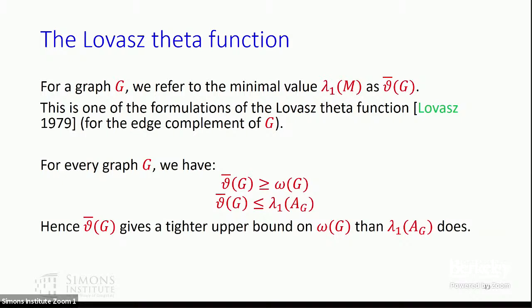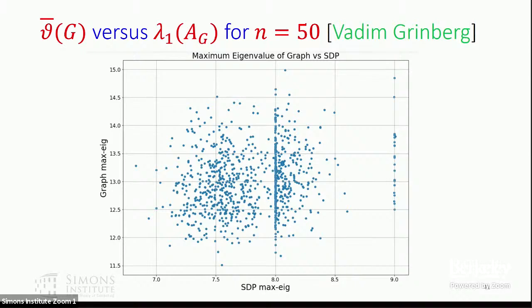Okay. So let's see a picture. So this is a plot made by Vadim Greenberg. So what do we see here in this plot? So each point is a random graph generated with 50 vertices. That's each point. So we have many points here. And for each point, the x coordinate says what the value of the theta function is, what the semi-definite program gives. Whereas the y-axis says what's the maximum eigenvalue of this matrix AG without any optimization.